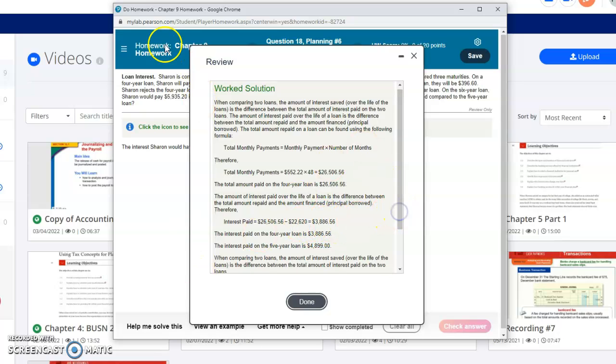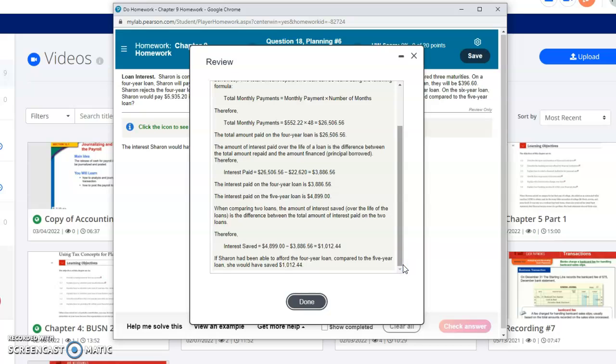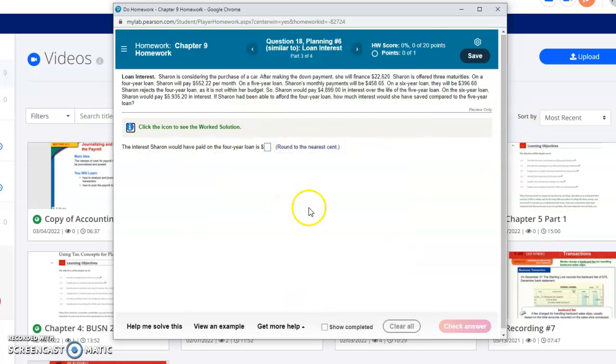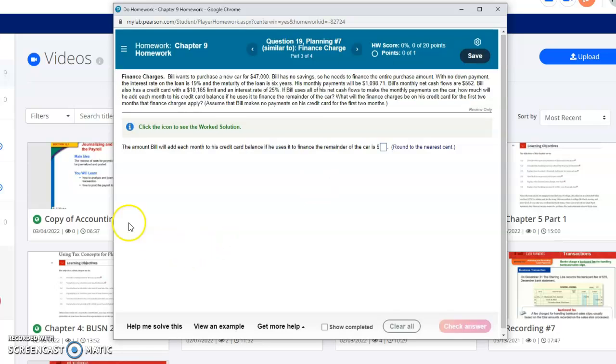Again, what this question wants to know is how much interest saved. So just subtract between the two interests, the 5-year and the 4-year, or whatever your years are. But I'm hoping this will help you when you're doing some of these problems, me showing you this way.